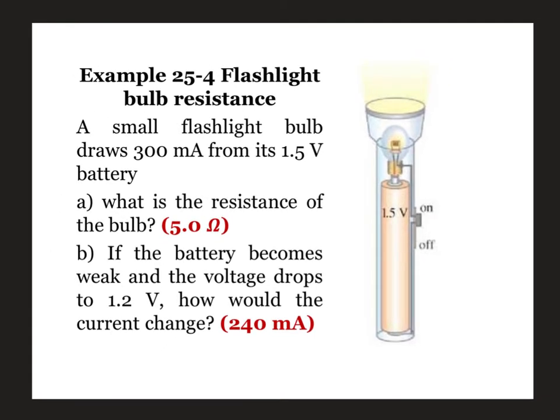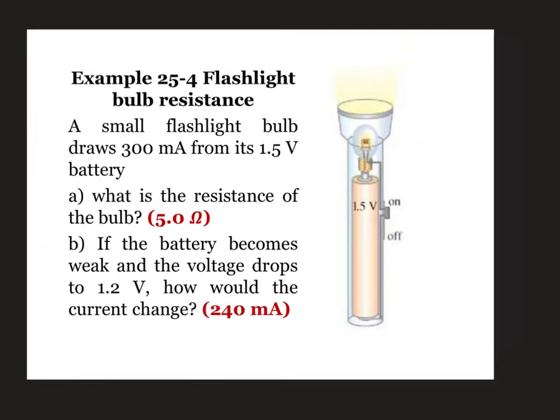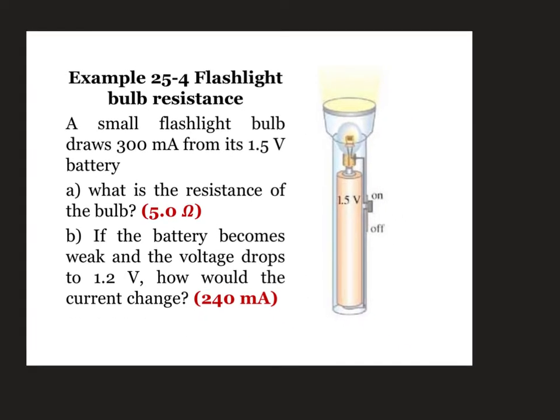Okay, so we have this one question, which is basically easy also. The question asks you to find the resistance of the bulb. They already give you the current and also the voltage. Therefore, based on the formula of Ohm's law, V equals IR, which means resistance is going to be V over I, 1.5 over 300 milli. Therefore, you are going to get your answer, which is 5 ohms.